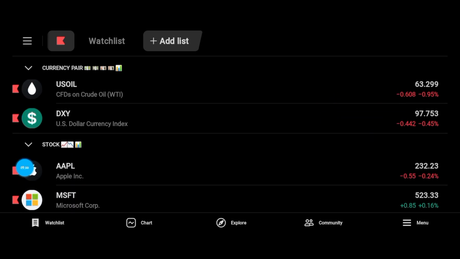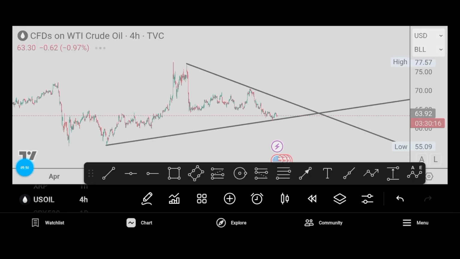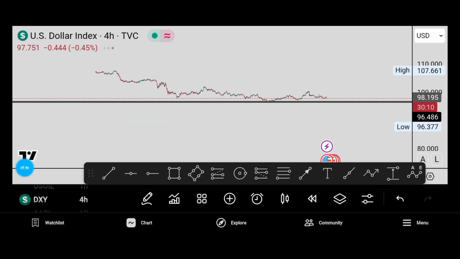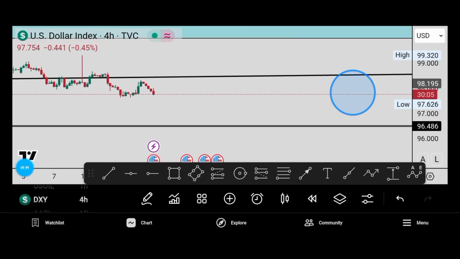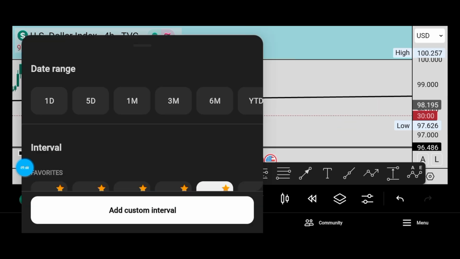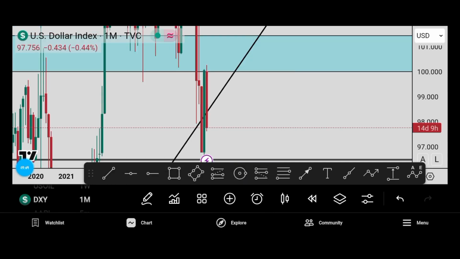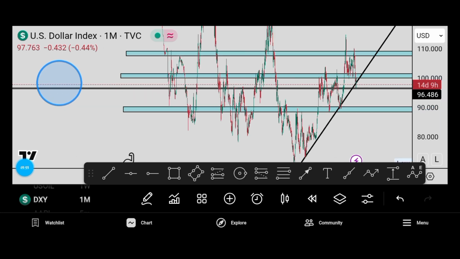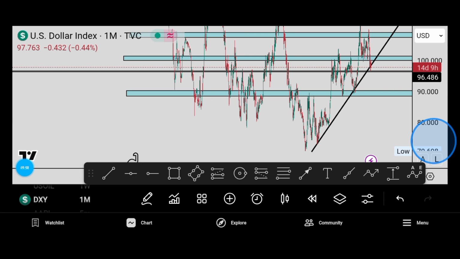So let's say something about the DXY. So guys, the DXY, what's really happening here? You know, I have my levels everywhere. Everything is just intact, man. Everything intact already. So let's go to the monthly. It's what I love doing. We go to the monthly. This is why we are here. I think we can see it now.